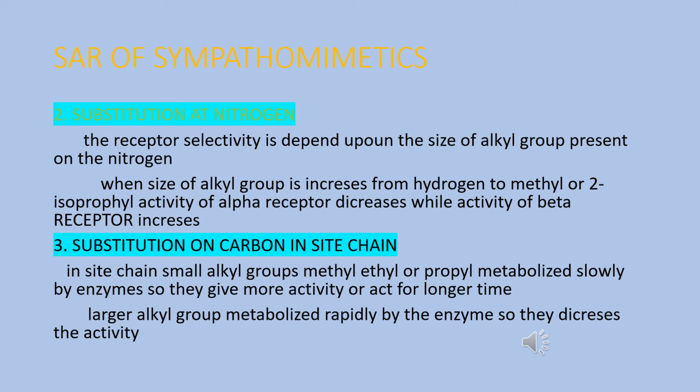Third one, substitution on carbon in the side chain. In the side chain, small alkyl groups like methyl, ethyl or propyl are metabolized slowly by enzymes, so they give more activity or act for a longer time. Larger alkyl groups are metabolized rapidly by the enzyme, so they decrease the activity.